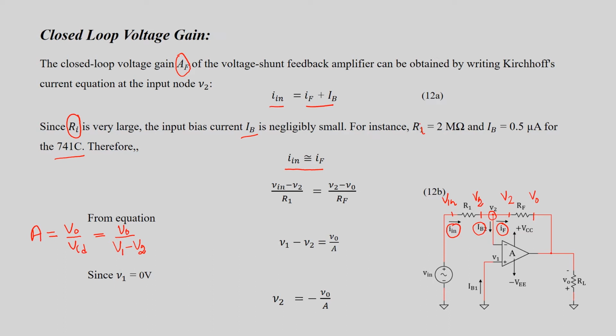Here we can see V1 is the input at the positive terminal of the op amp and V2 is the voltage at the negative terminal of the op amp. So we can write from here V1 minus V2 is equal to V naught by A. And here we can also see V1 is grounded, or the positive terminal is grounded here. So V1 is equal to 0 volt. So we can say from here that V2 is equal to minus V naught by A.